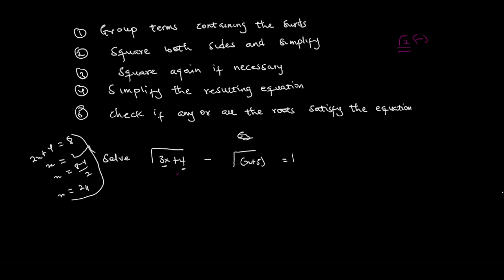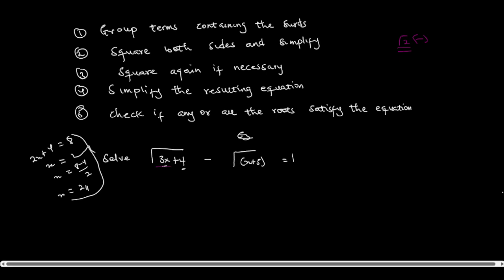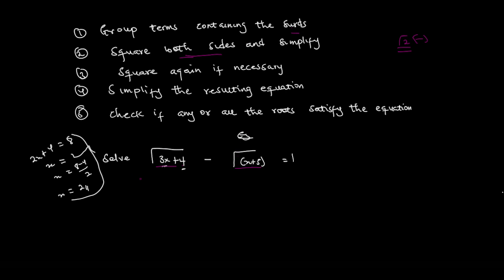Now, how do we get rid of the square roots? Let's see what the first step is saying. It says group terms containing the surds, right? So now, this is the question. The first thing to do is to make sure that we group the terms containing the surds, and then we square both sides and simplify. We are squaring both sides so that we eliminate the surd or the square root, right?